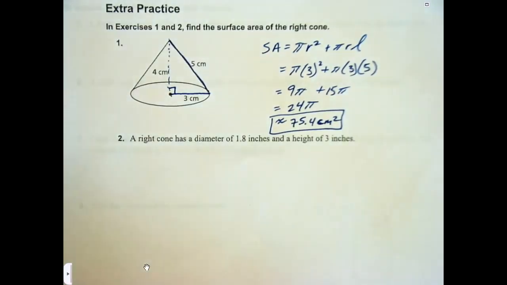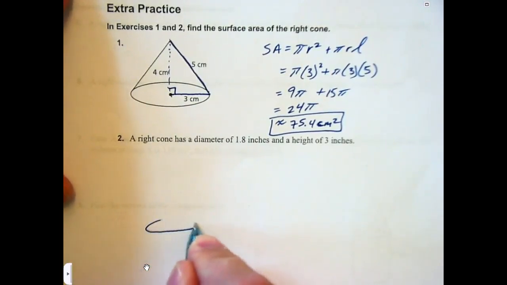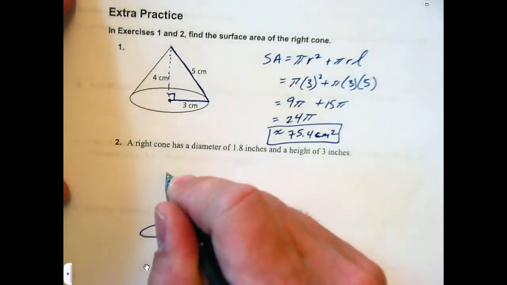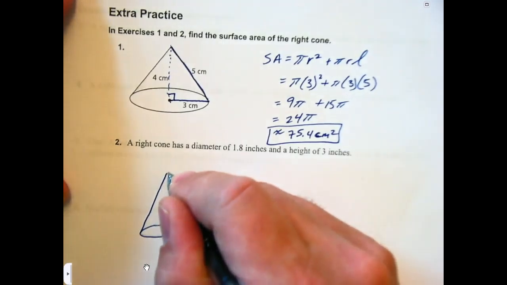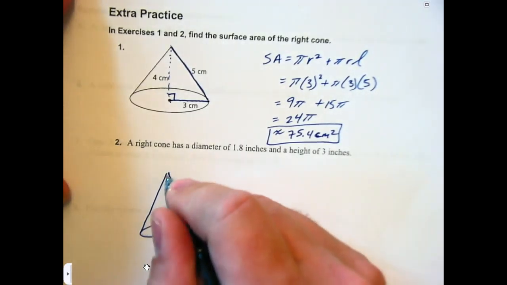Number 2 is a little tougher. You have to take a cone. And we're dealing with a right cone.